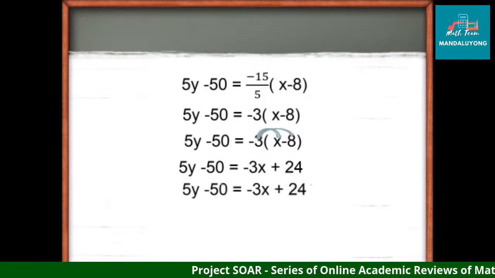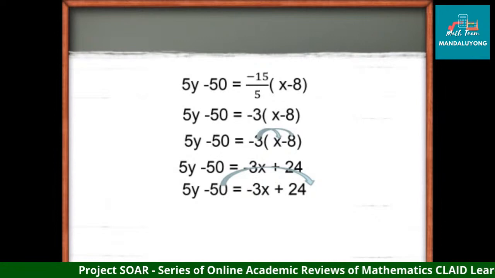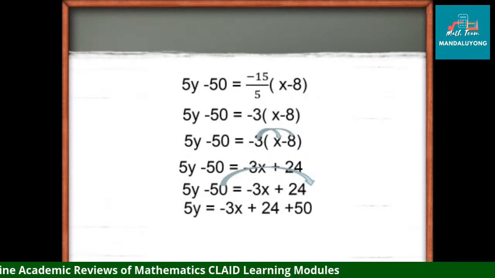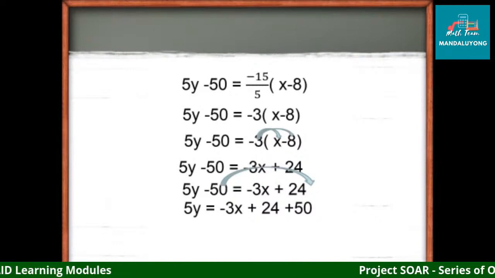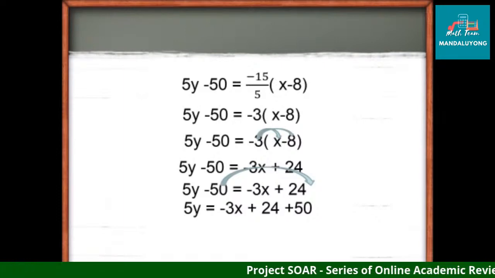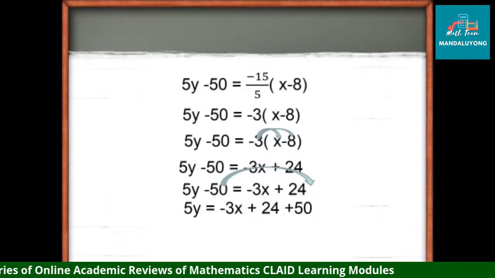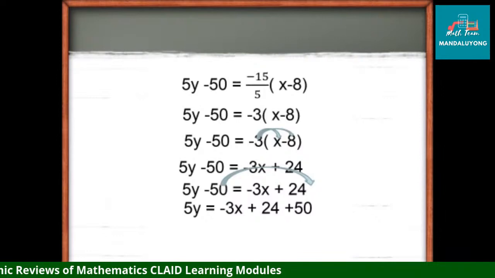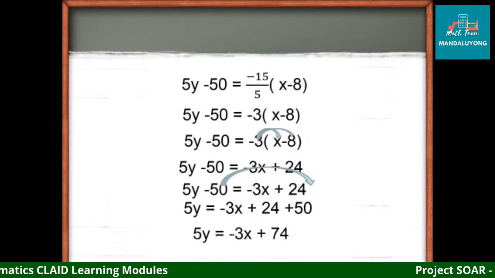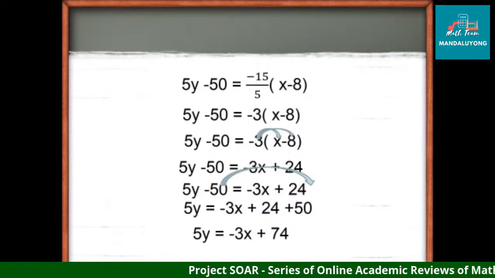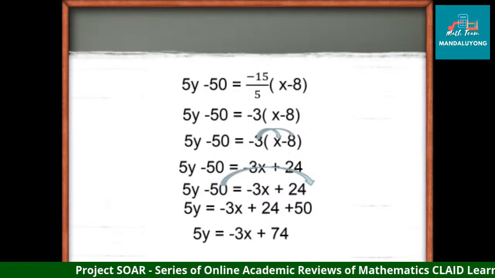Transposing negative 50 to the right side of the equation, it will become 5y equals negative 3x plus 24 plus 50. So we change the sign of negative 50 as we transpose it to the right side. From negative, it became a positive integer. So the result will become 5y equals negative 3x, and we just combine 24 and 50, so it becomes 74.